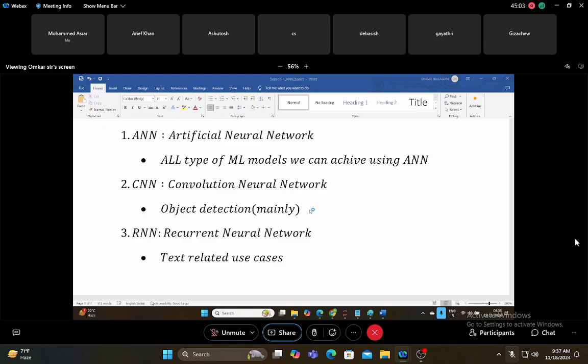One is ANN, CNN, RNN. ANN means artificial neural network. CNN means convolution neural network. RNN means recurrent neural network. We will do all types of ML models. What we can achieve, we can achieve using ANN also. CNN is especially designed for object detection. RNN is especially designed for NLP problems, text related problems.